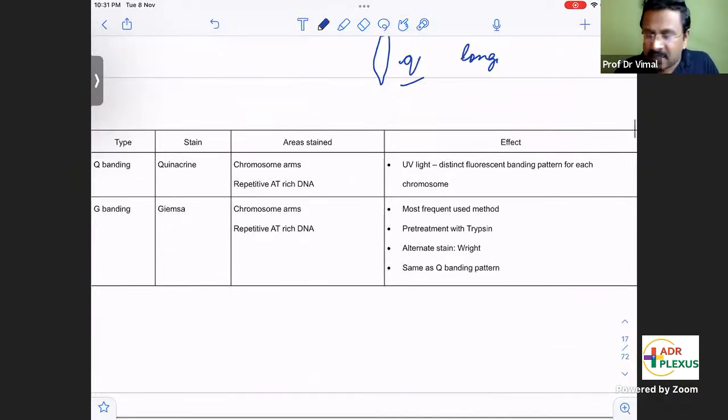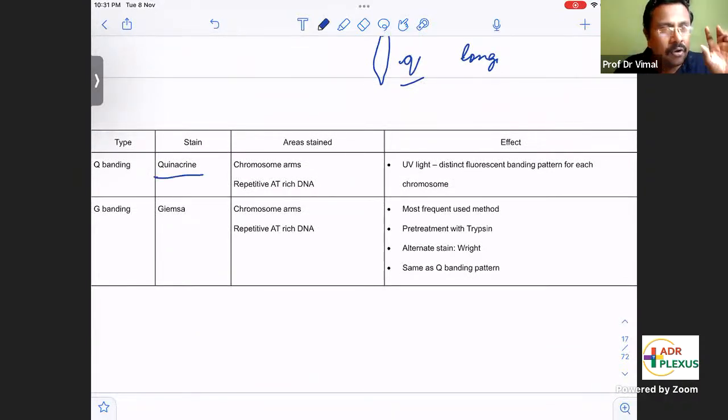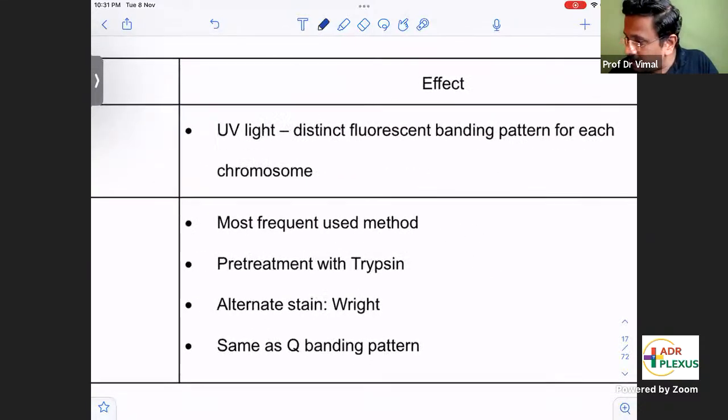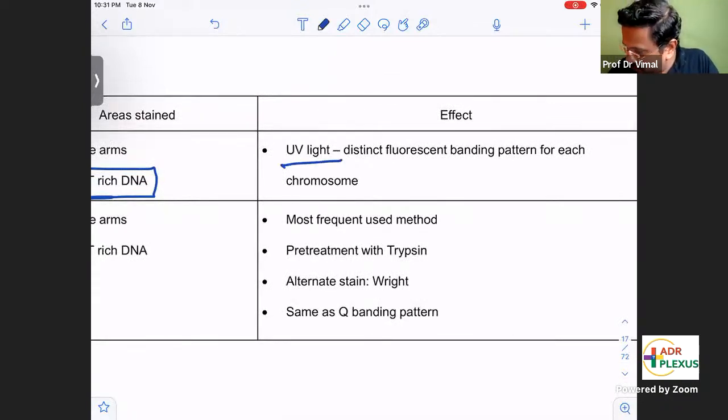So Q banding is nothing but you use a stain called quinacrine stain, and it will be staining the AT rich regions of the DNA, adenine and thymine rich regions. How will you be studying this stain? After staining with quinacrine, you will be using a UV light. That is the fluorescent banding pattern for each chromosome.